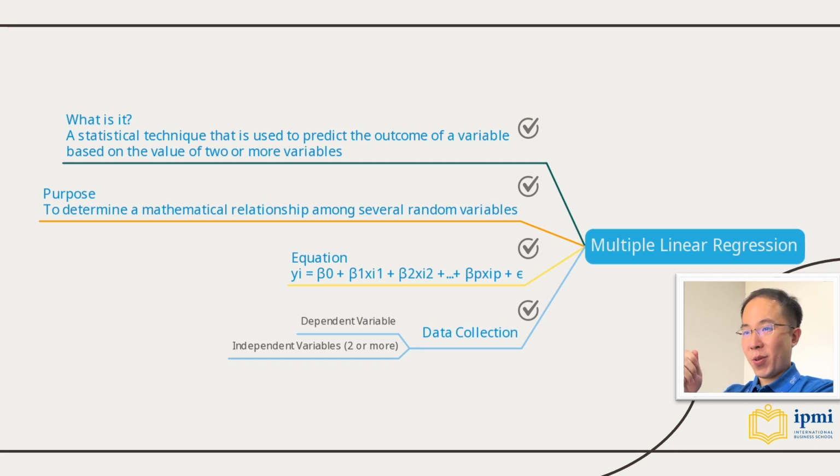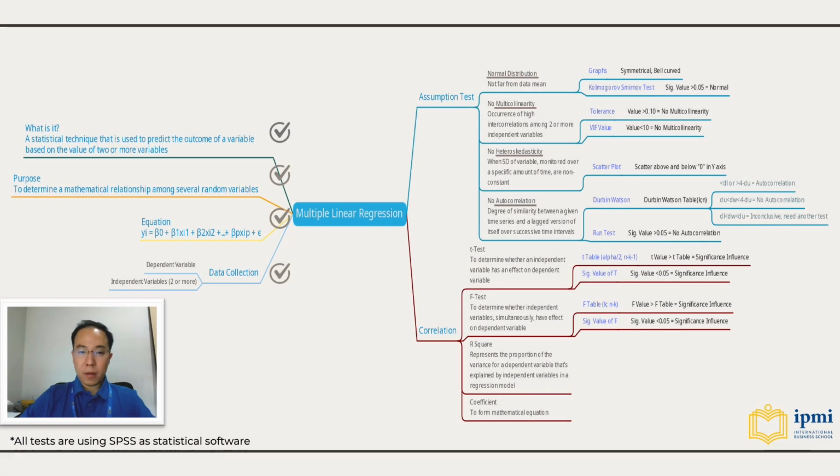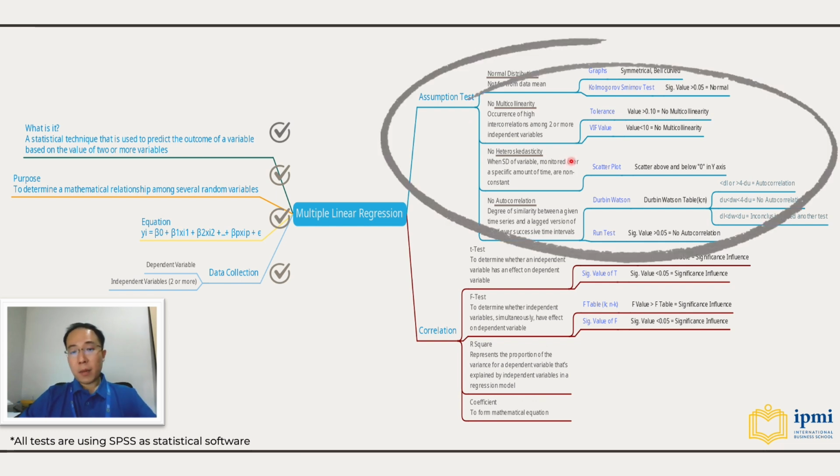I hope you are all still with me. Let's go to the next one. Before we can analyze the data, we need to do the assumption test first. The assumption test is needed to ensure the data is not biased, the data is accurate, and the data is consistent with our confidence level of 95%, which means we can only allow a 5% degree of error.